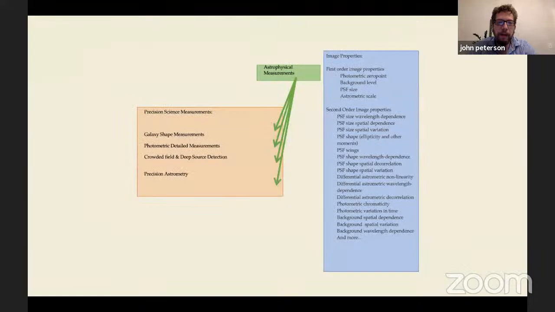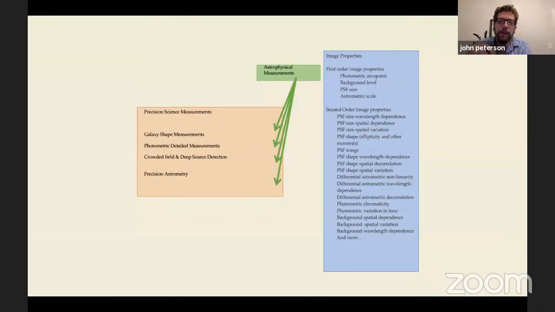All right, so think about those four categories. In the orange box here, I put those same four categories. And in the blue box on the right, I've separated some common image properties into two categories. So one I call first order image properties. For instance, think about an image: what's the background level? What's the point spread function size? What's the astrometric scale? What's the overall zero point? Those are kind of basic first order image properties.